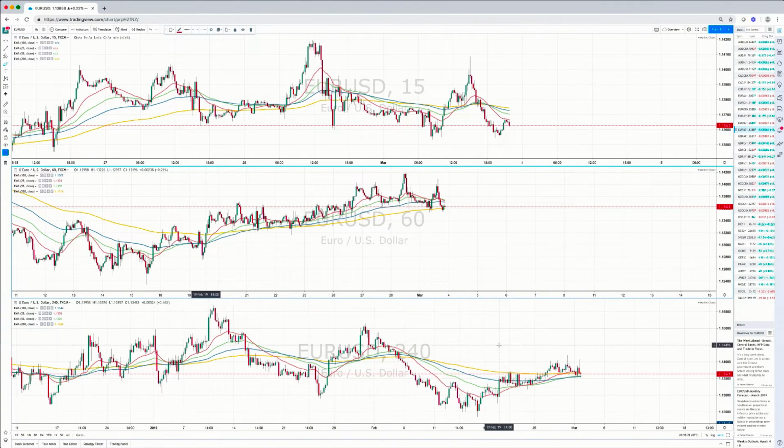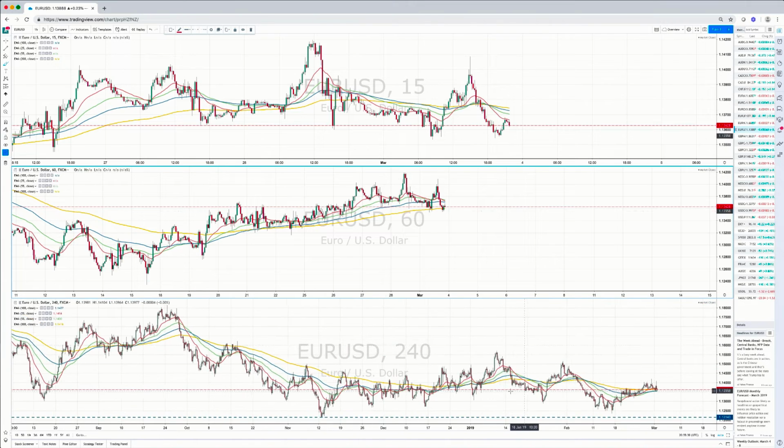The euro dollar is looking really quite ugly at the moment. We were looking at the breakdown here. It hasn't quite happened.